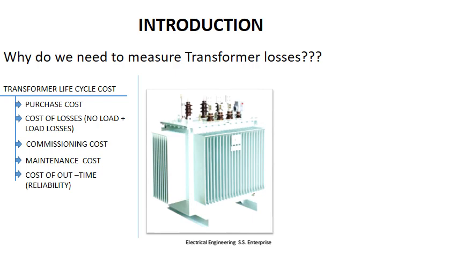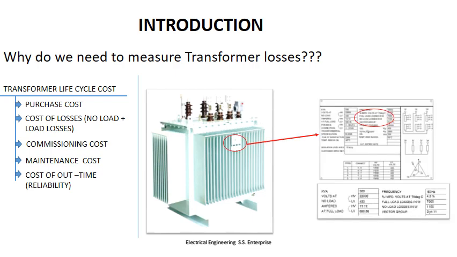For better understanding, we took a typical transformer rating plate, and we found this 500 kVA transformer having full load losses around 7000 watts and no load losses of 1100 watts. So let's find out what the different losses are and how these losses contribute towards the life cycle cost of a transformer.